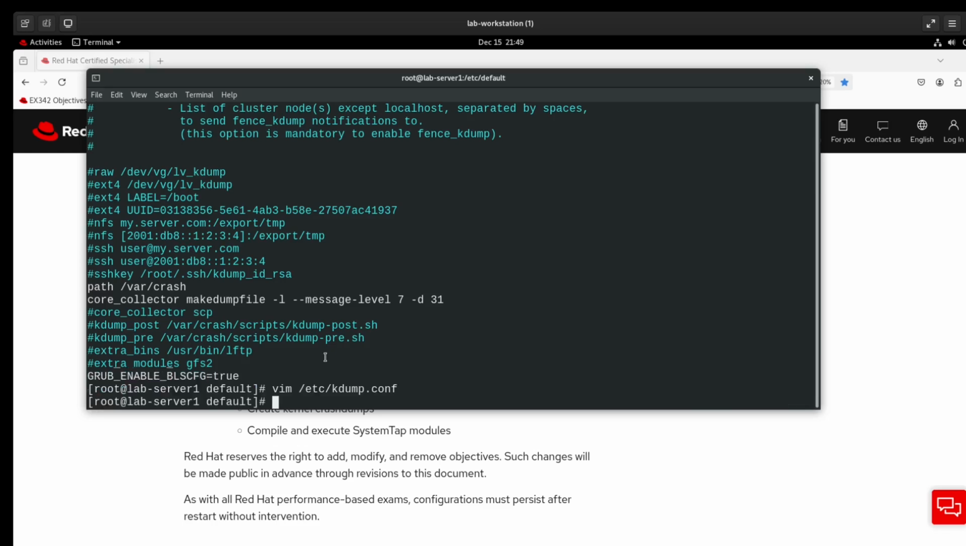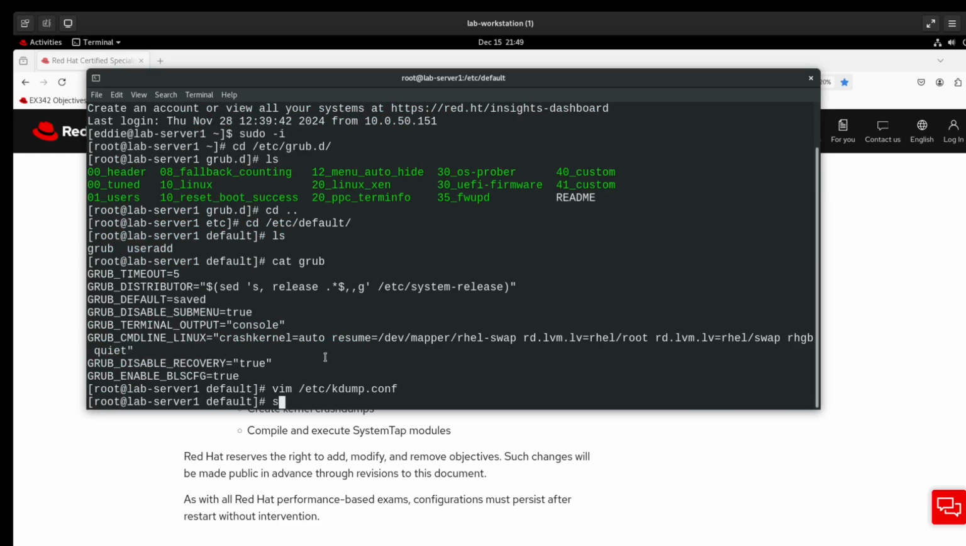So a couple of things that we're going to do with this. We are going to start and enable the kdump service.